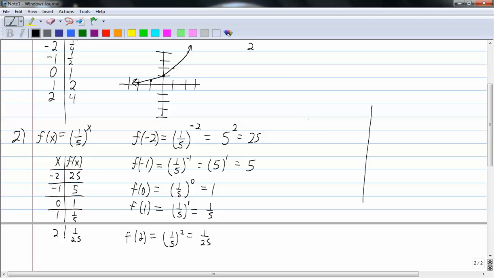All right, but let's sketch this thing, give it a try. So when x is negative 2, y is 25. Well, that's going to be really hard to graph because I'm not going to draw 25 places up here. So we're just going to say, okay, that's way up here near the top. When x is negative 1, y is 5. When x is 0, y is 1. When x is 1, y is 1/5. And when x is 2, y is 1/25.